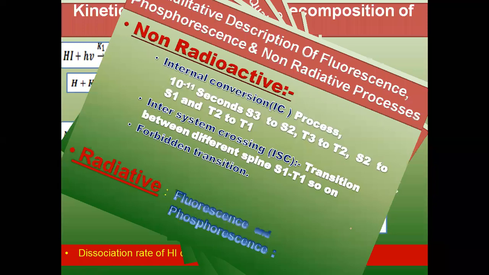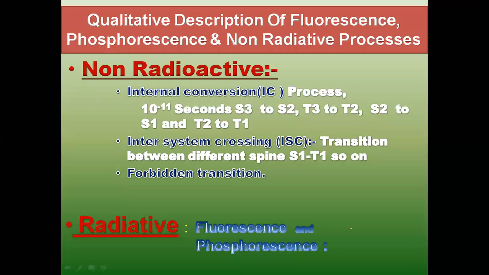Then we studied the transition processes, different types of transition on the basis of emission. If there is no emission, it is called a non-radiative transition. So interconversion and intersystem crossing occur in the non-radiative transitions.